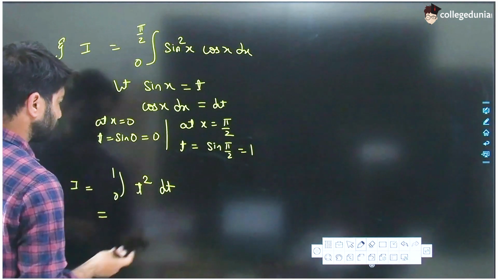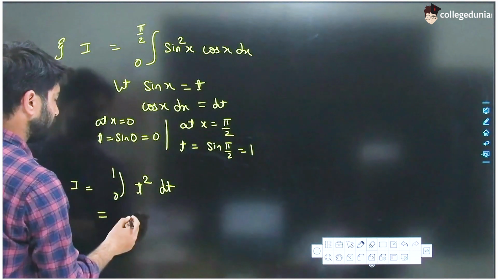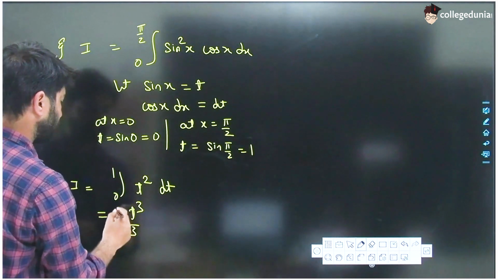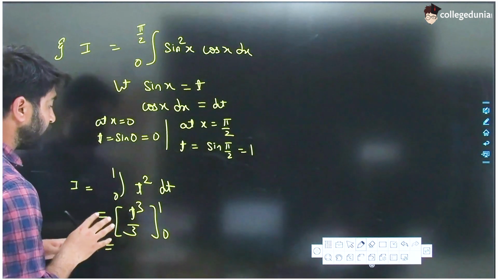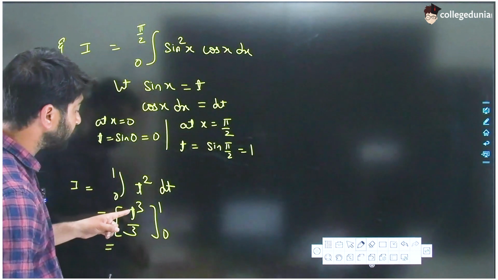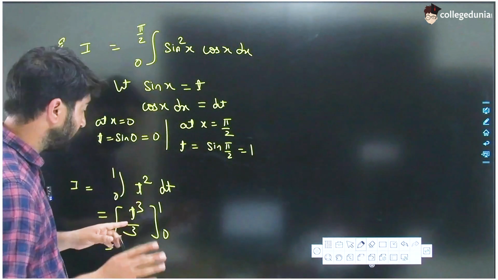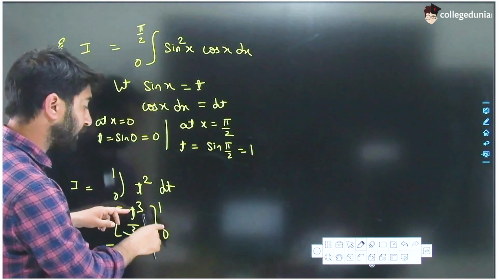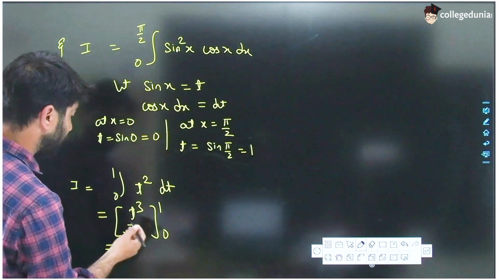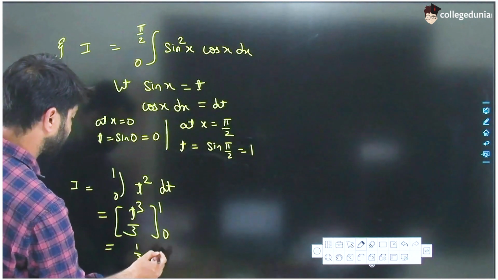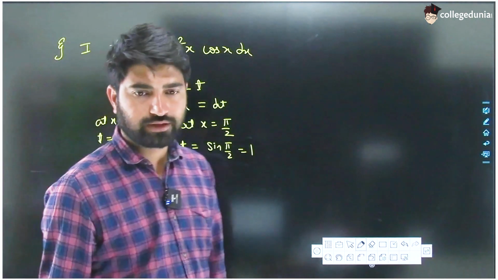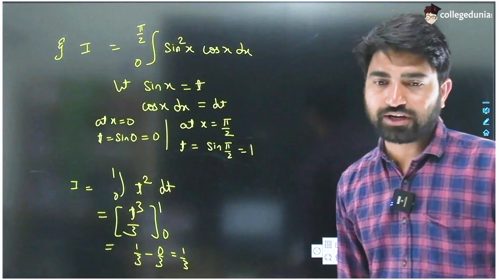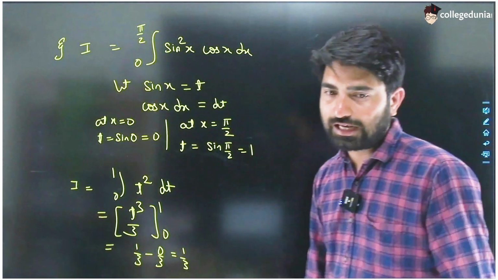So this can be integrated like t cube upon 3 from 1 to 0, and again we do not have to bring this t in terms of x again, okay. We can directly put t equal to 1 and t equal to 0 in this expression, and answer will be 1 by 3 minus 0 by 3, and final answer is 1 by 3. So guys, this is the definite integration and the concept of changing the limit, okay.